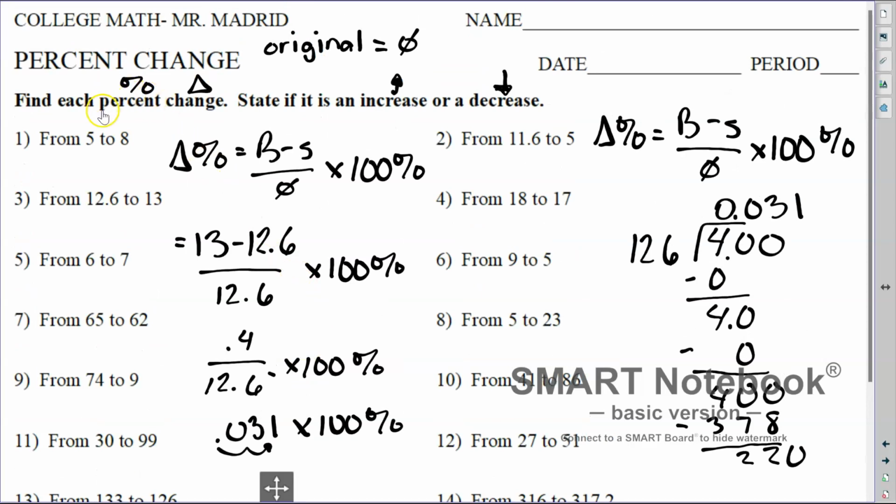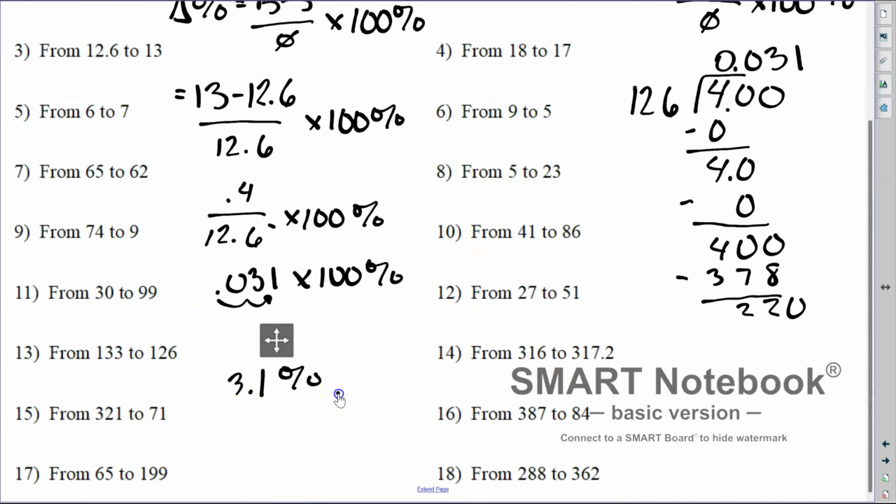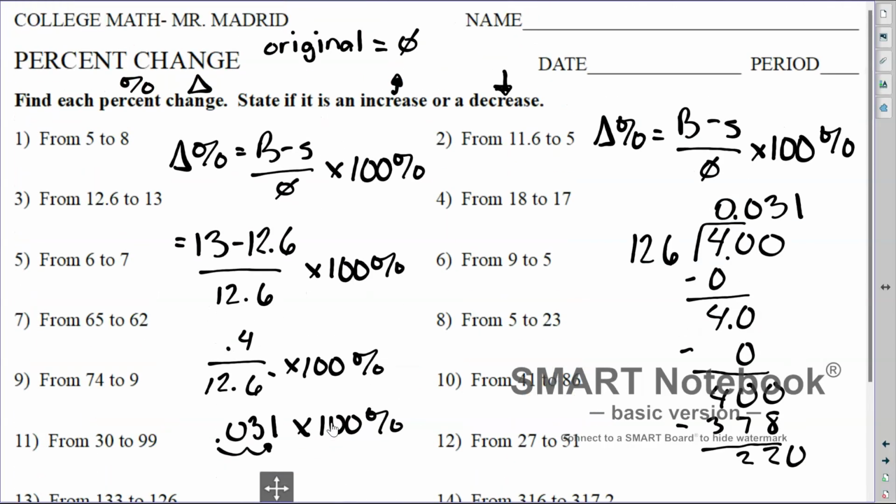But they want us to find each percent change and state if it's an increase or decrease. So was it an increase or decrease? We went from a smaller number to a bigger number. That means that's an increase. So here I'm going to write the word increase. It is a 3.1% change that's increasing, or a 3.1% increase. And that's how you respond to these. Again, I picked one of the tougher ones because it is a decimal. The rest of them should be a little easier for you guys.